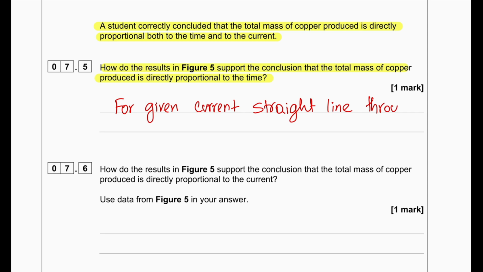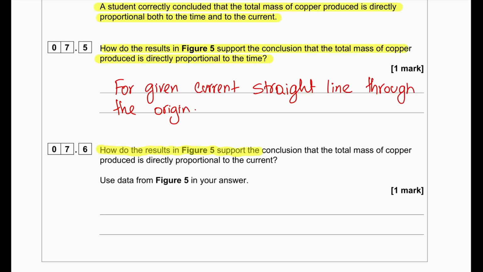For the given current, the straight line through the origin is the one that indicates that this particular reaction was proportional. How do the results in figure 5 support the conclusion that the total mass of copper produced is directly proportional to the current? Use data from figure 5 in your answer.